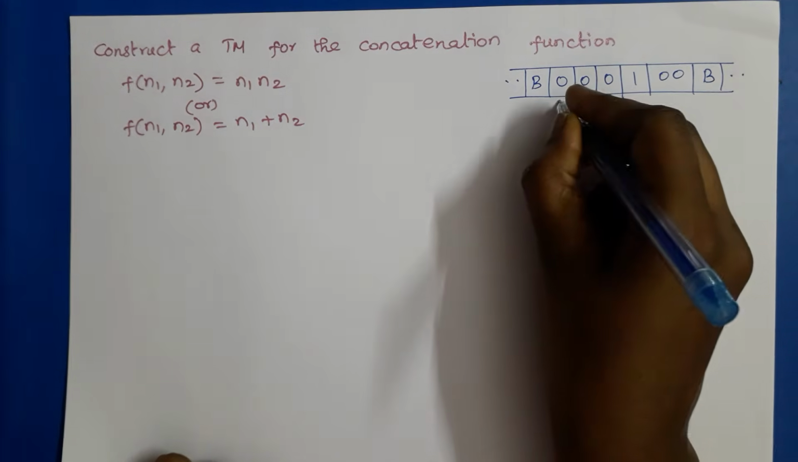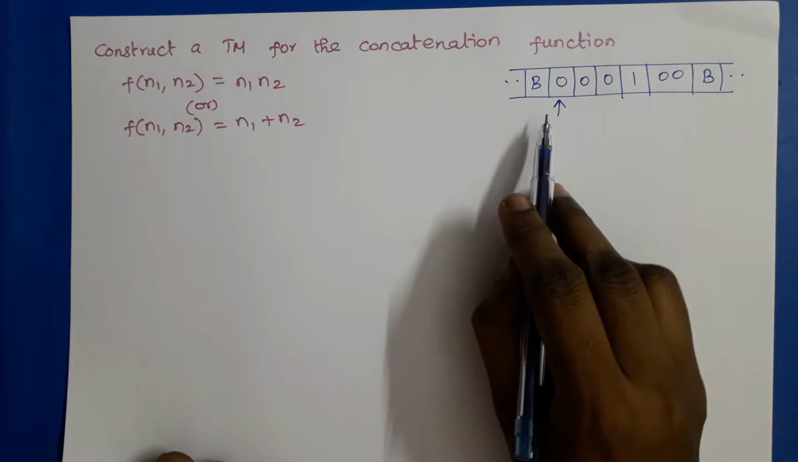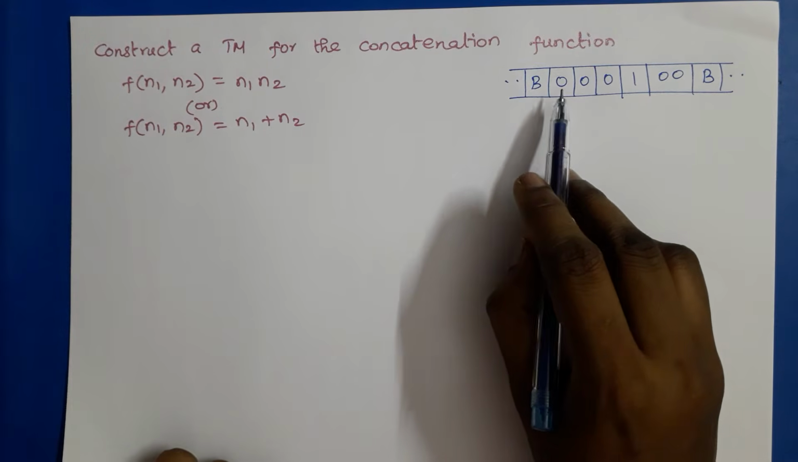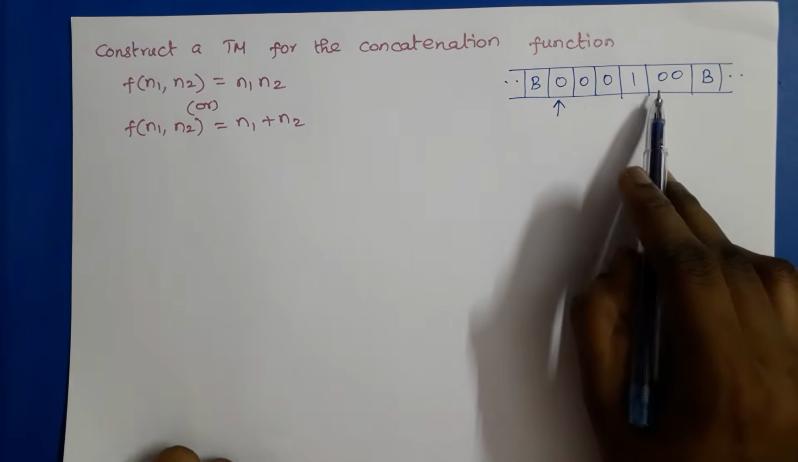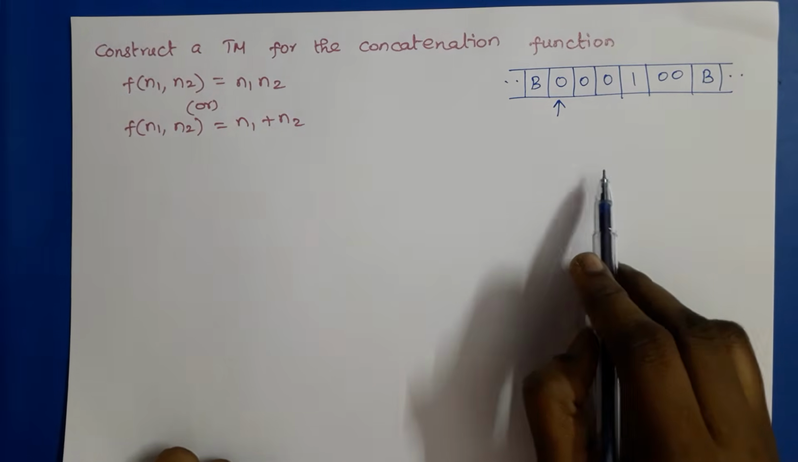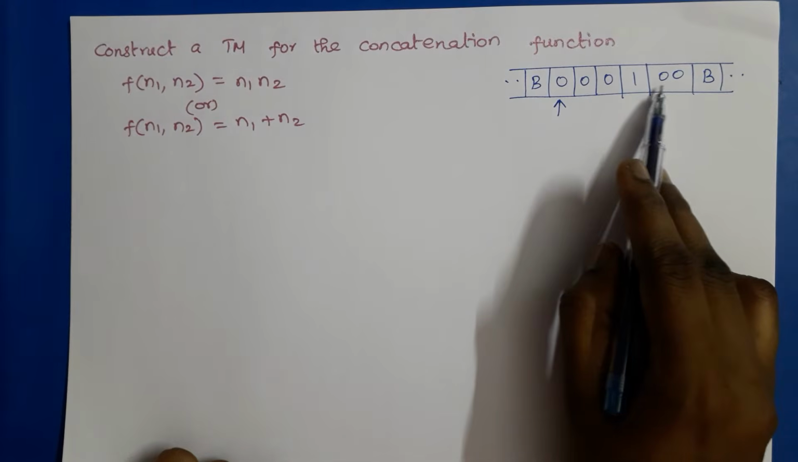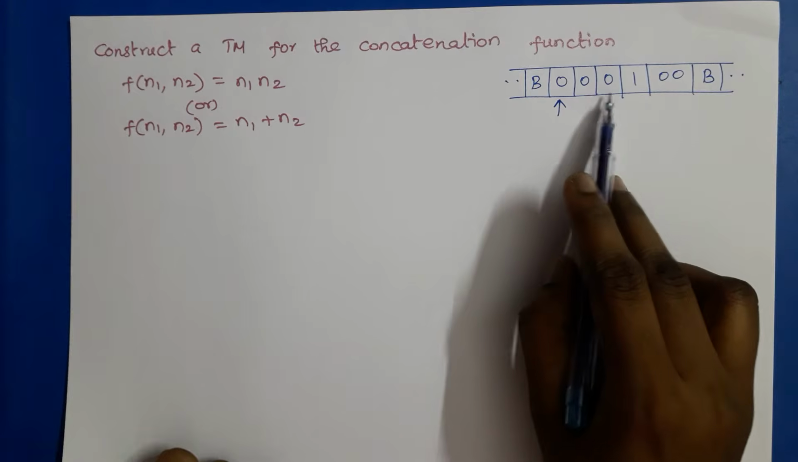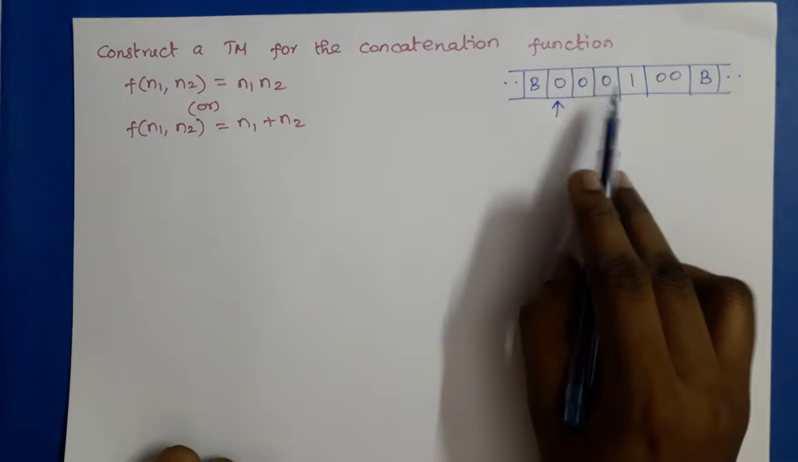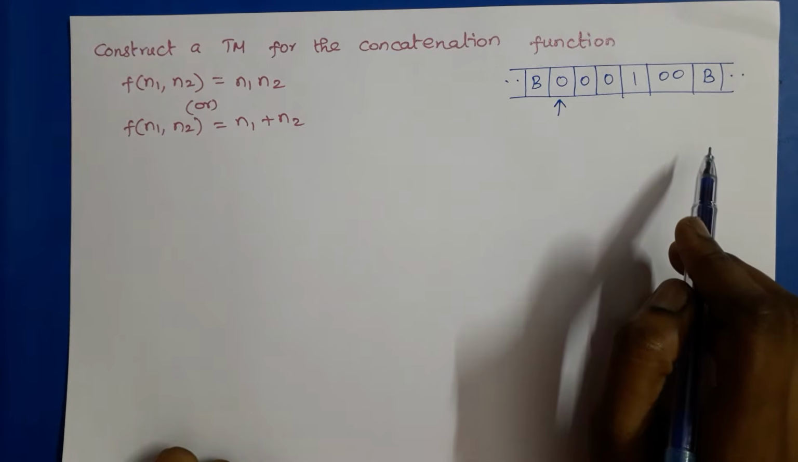Initially the tape head is scanning the leftmost symbol of the input string. So it has 3 zeros and 2 zeros on the tape initially. The final output should be 5 zeros, right? Concatenation function: we have to append n2 number of zeros to the n1 number of zeros. So finally we need to get 5 zeros on the tape.